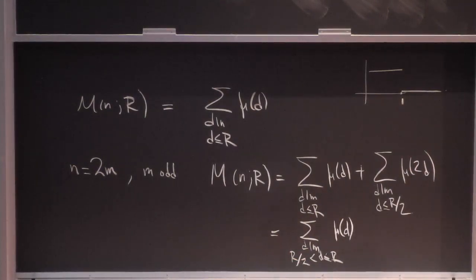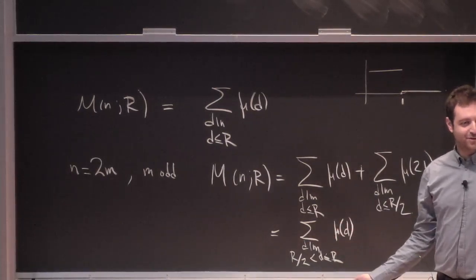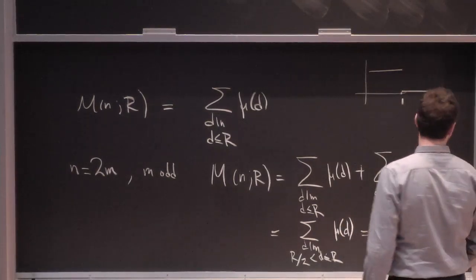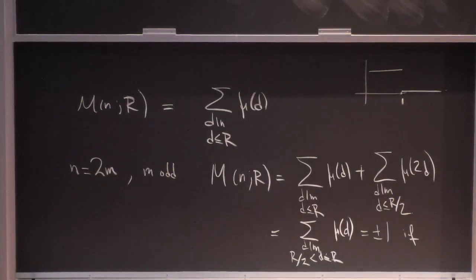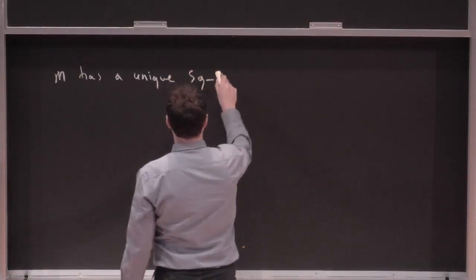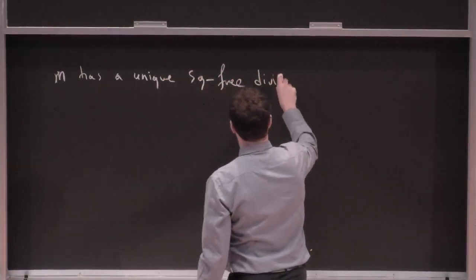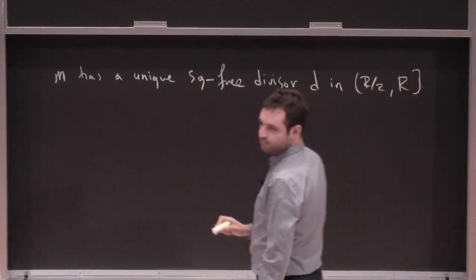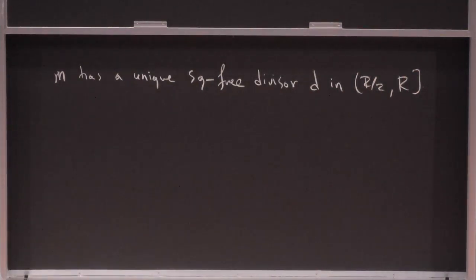And this sum now is just a sum of integers, right? Mu of d is only plus minus 1 or 0. So for sure, this will be plus or minus 1 if n, or rather m, has a unique square-free divisor d in the interval r over 2 to r. Right? And now the question is, how many such integers are there?